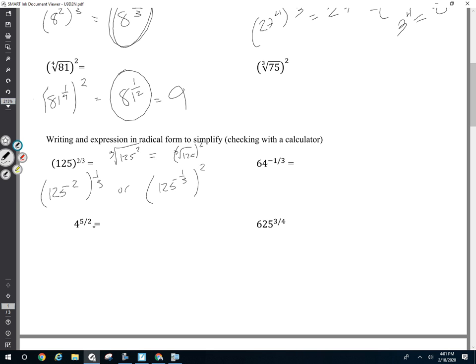4 to the 5 halves. Let's just do this one. Does it make sense that 5 halves can be written as 5 times 1 half? So basically not really simplifying it, we're just writing it a different way. And that's the same as that. And I actually could simplify this. The square root of 4 is 2, and 2 to the 5th, 2, 4, 8, 16, 32.